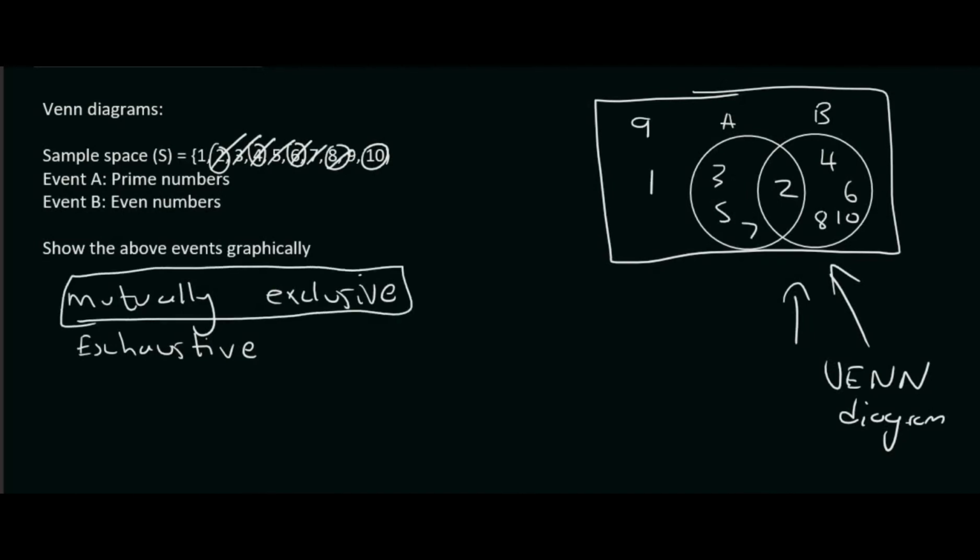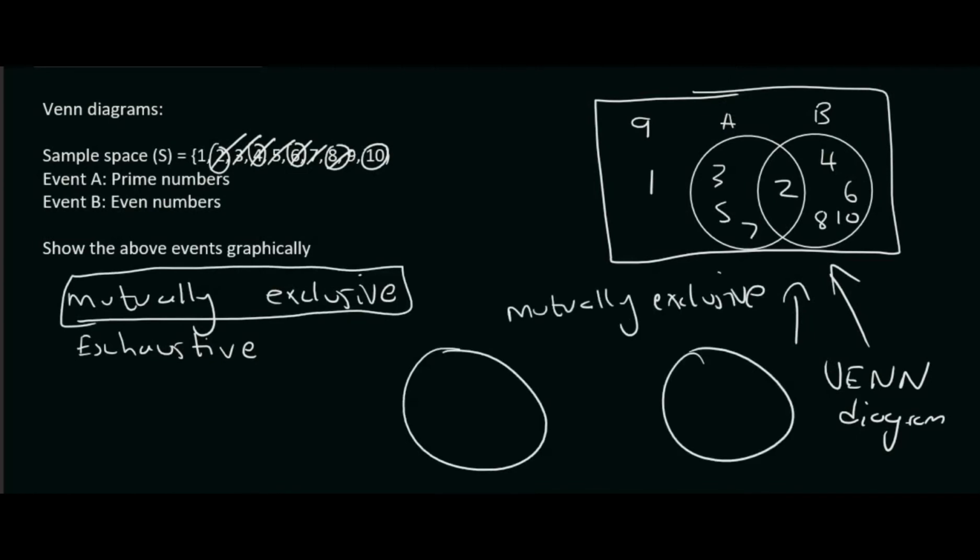So, mutually exclusive. What that means is, if your 2 circles ended up looking like that, then that is called mutually exclusive. Pretty much what it means in everyday language is that these 2 circles don't have anything in common. For example, this 2 is in both. That's why they are linked up. But if they're not linked up, then we call it mutually exclusive.